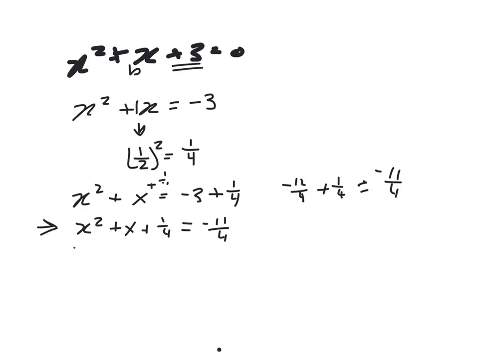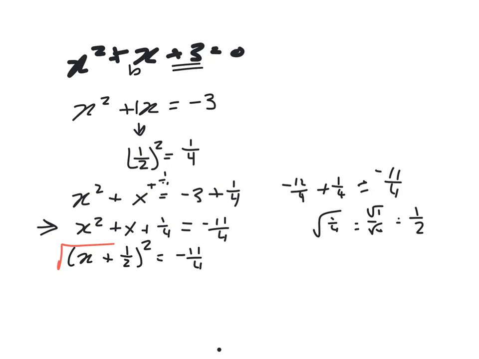So we know that the square root of x squared is x, and we know that the square root of the 1/4 is plus 1 over 2, because if I find the square root of 1/4, it's just the square root of 1 over the square root of 4, which is 1 over 2, squared, which is equal to -11 over 4. So then to solve for x, I just have to take the square root of both sides. Okay. So the square root of x plus 1/2 squared is just x plus 1/2.